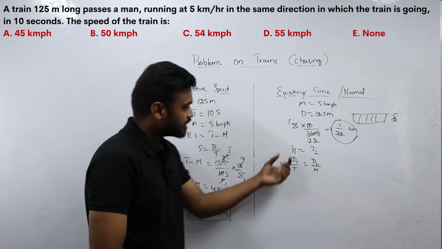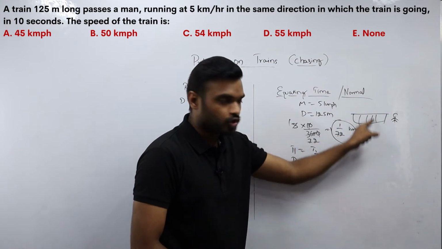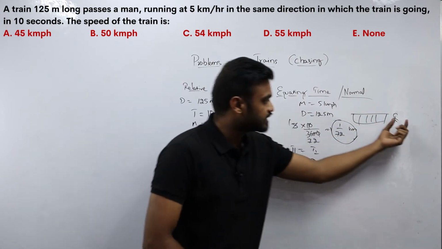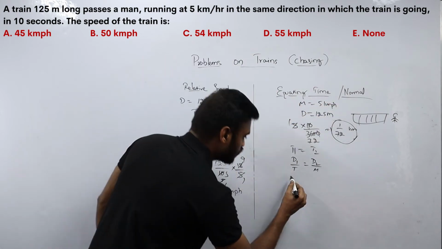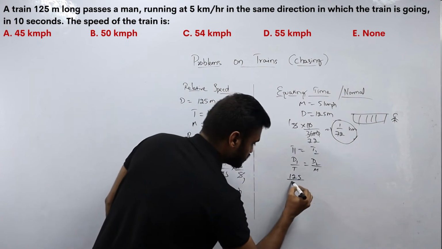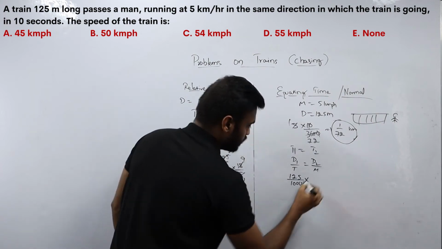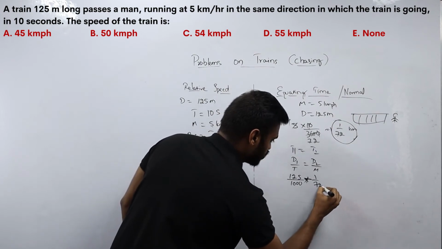Okay, now here what is the total distance covered by the train? First of all, the train needs to cover the total length of the train and also the total distance covered by the man. Here the total length of the train is 125 meters. Now we need to convert these meters to kilometers by dividing by 1000, so 125 by 1000 plus 1 by 72. This is the total distance covered by the man.